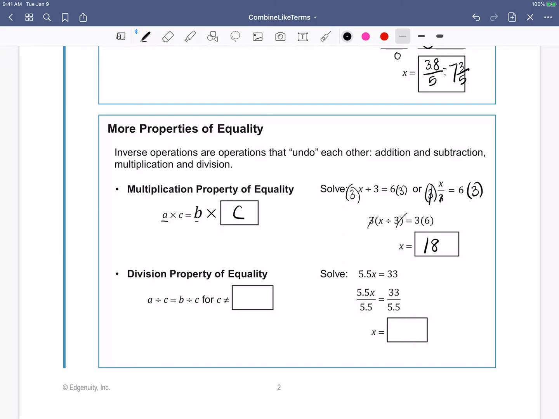Now again, I'm going to do A divided by C for the division property. So remember that C cannot equal 0. Okay, so I divide both sides by 5.5, right? Because the opposite of multiplication is division. And I actually end up with 6, right? You can use a calculator for that one. I don't expect you guys to do that one in your heads, but it would be 6.